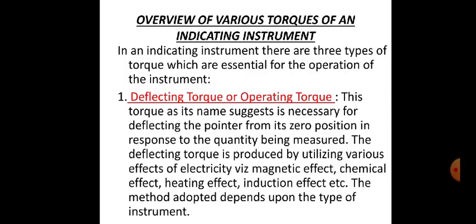Now, what is a deflecting torque? Deflecting torque or operating torque is that torque which is necessary to deflect the pointer over a particular graduated scale. Now, how is this force produced? We utilize various effects of electricity such as magnetic effect, chemical effect, heating effect, etc. to develop this deflecting torque. Now, the particular method which is required or which is utilized depends upon the type of instrument which we are using.